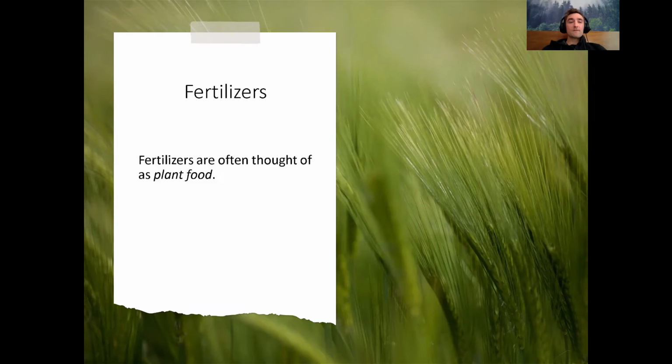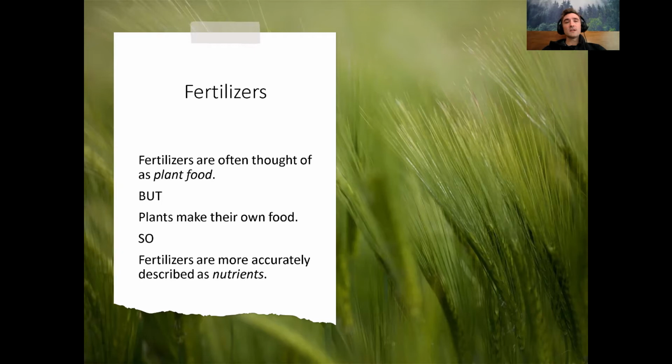So, fertilizers are often thought of as plant food, but we know that plants make their own food through the process of photosynthesis. That's how they create sugar, going through photosynthesis, pulling in carbon dioxide and H2O. So, really, fertilizers are more accurately described as nutrients, or they're the minerals that our plants are needing from the soil. It's important to remember that. There's no calories typically in our fertilizer.